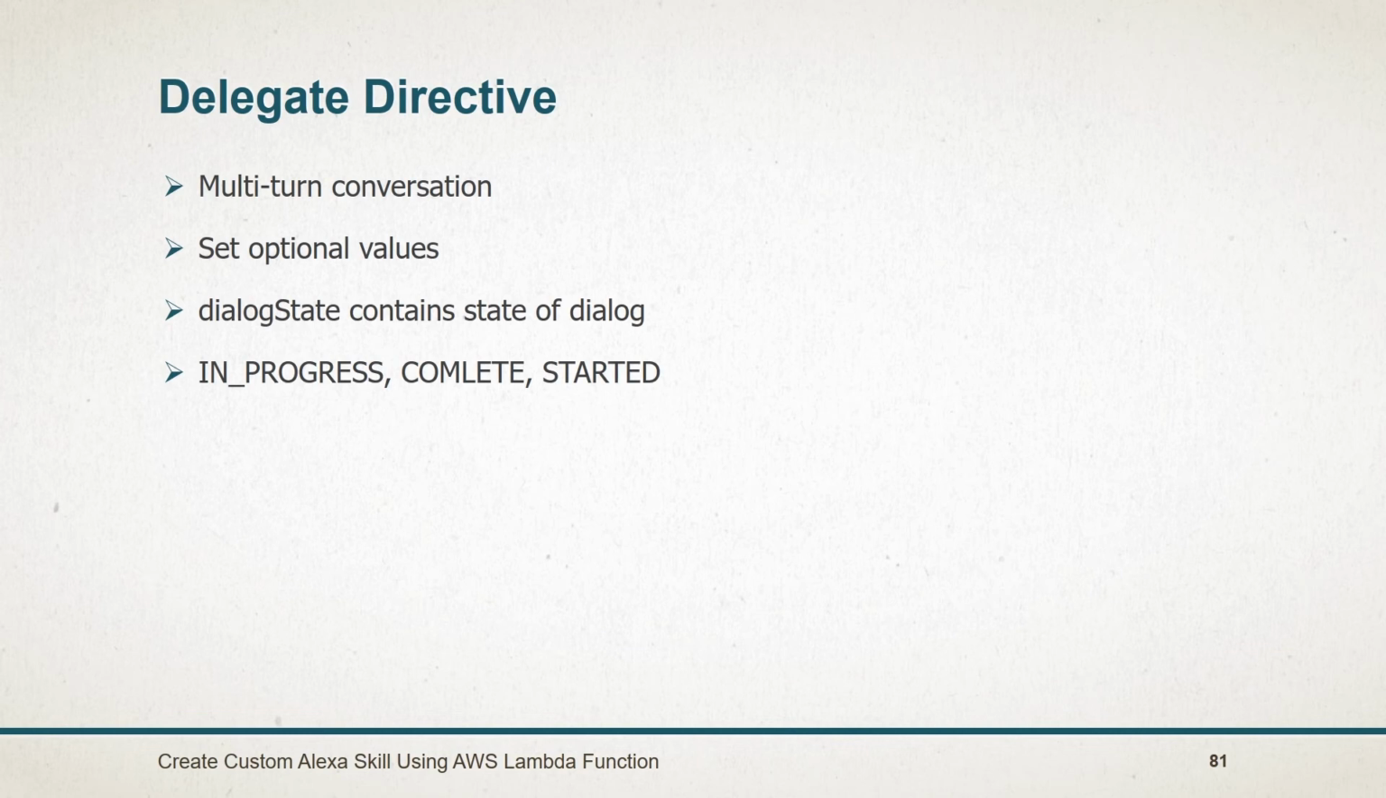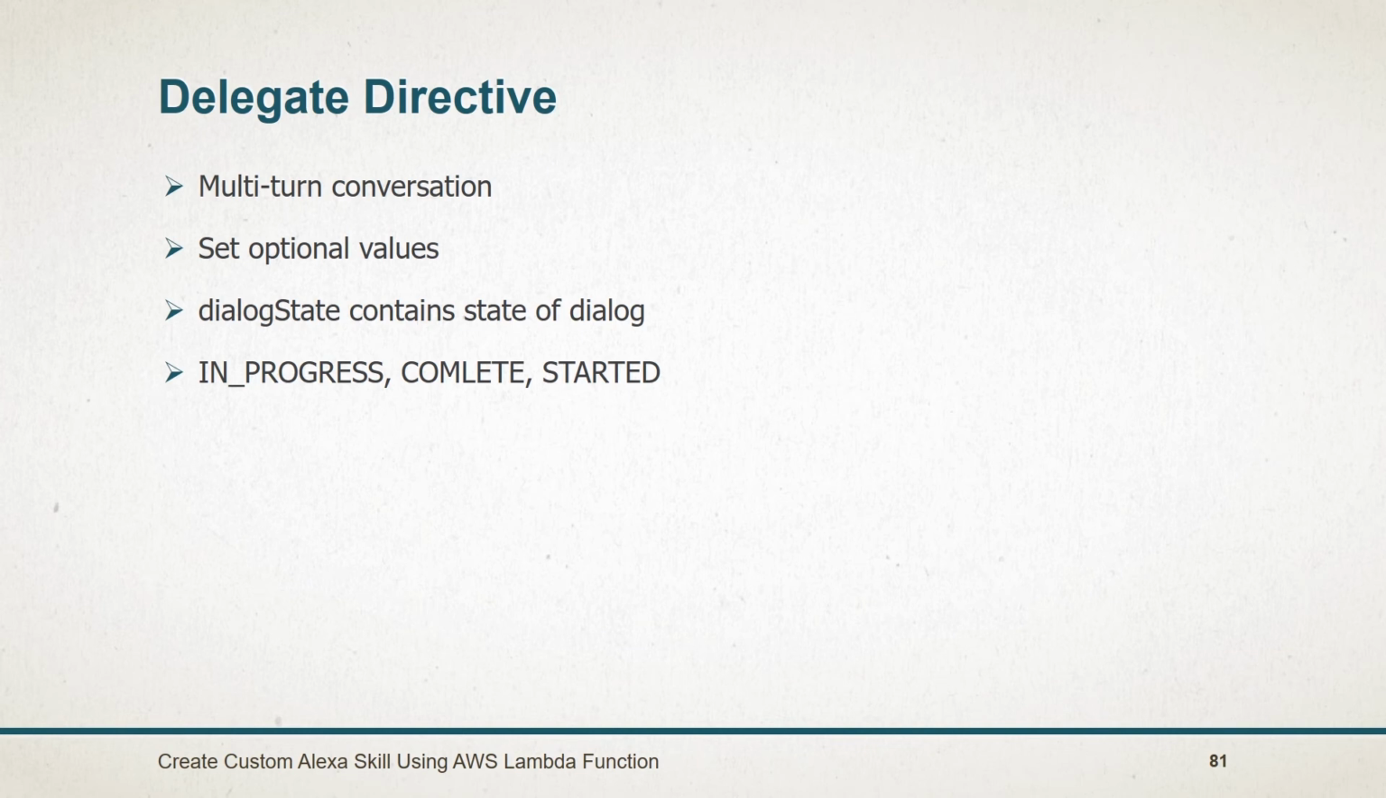We need to use Delegate Directive if you want Alexa to automatically handle the conversation flow based on your dialog model. Dialog state contains state of the dialog. When a user sends a request, its dialog can be in three different states. That is started, in progress and completed.